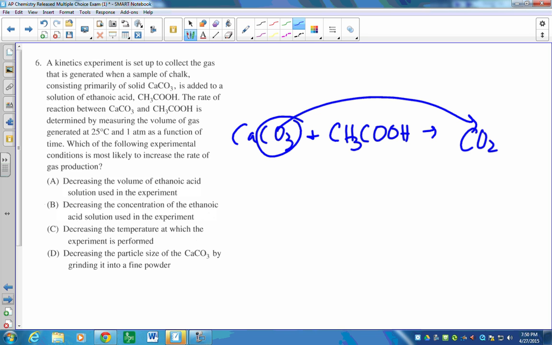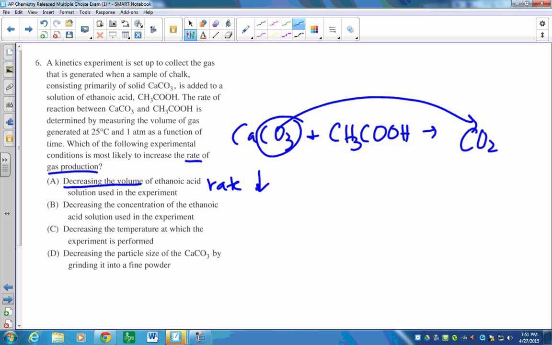Now, the faster this reaction is going, the more gas that comes off. And so it says, which of the following experimental conditions is most likely to increase the rate of gas production? So they're asking you which of these things, if you change them, would most likely make the reaction go faster. And it's not this. Decreasing the volume of ethanoic acid would actually make the rate go down.